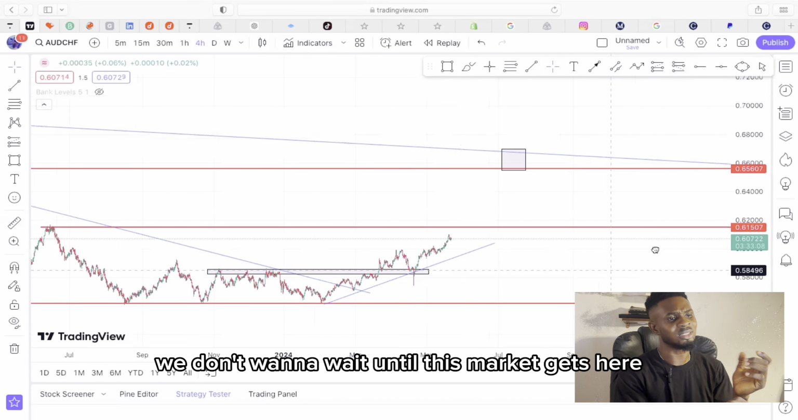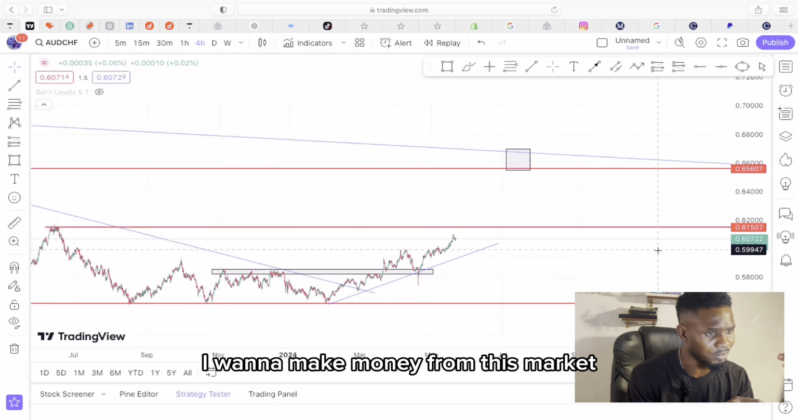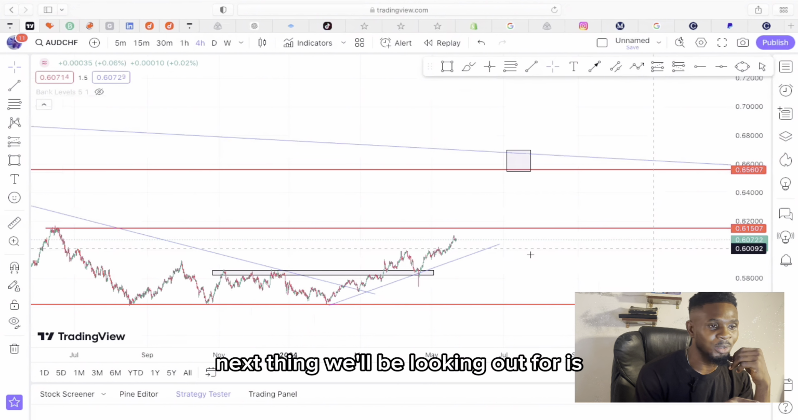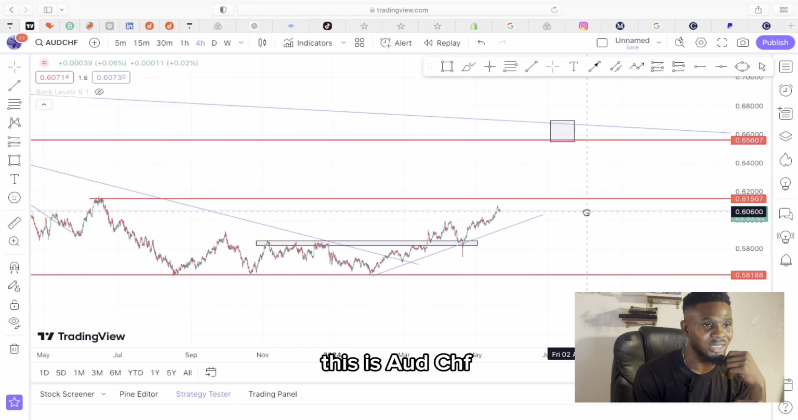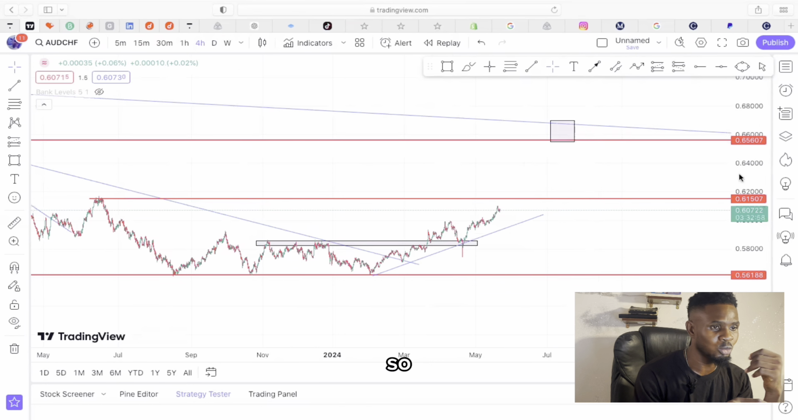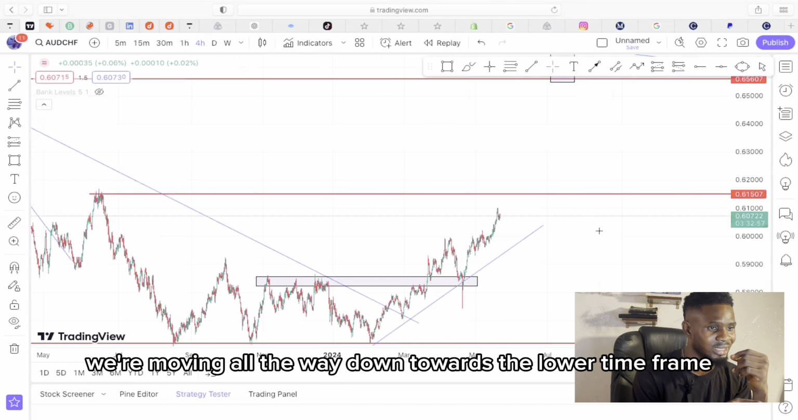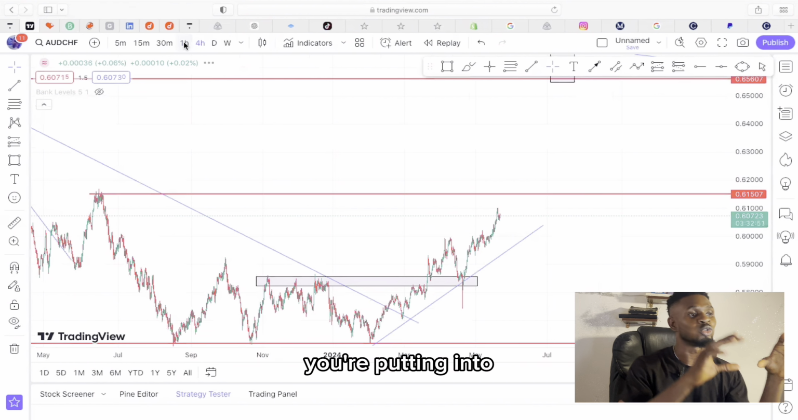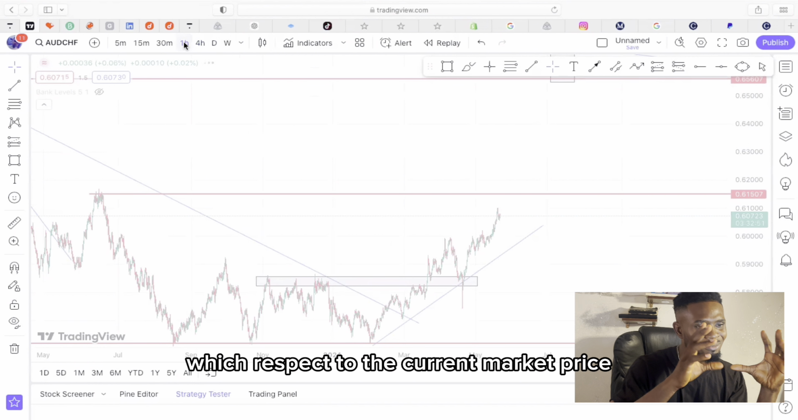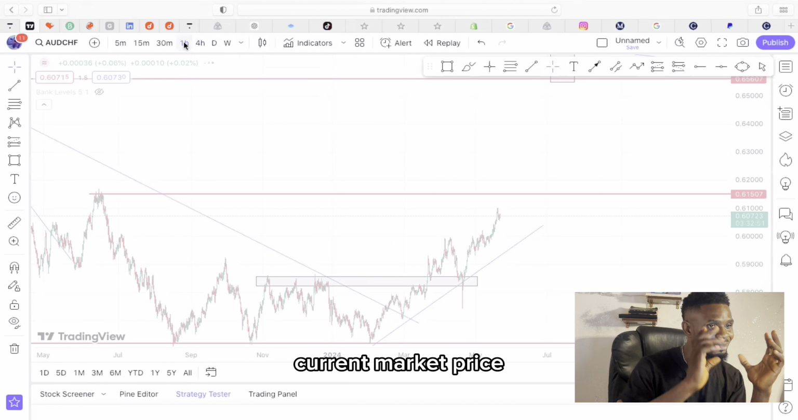But now, we don't want to wait until this market gets here. We want to make money from this market. So, next thing we'll be looking out for is we'll be moving all the way down. This is Aussie CHF. So, we're moving all the way down towards the lower time frame. Remember what I said earlier? Whichever line you're putting it to with respect to the current market price.